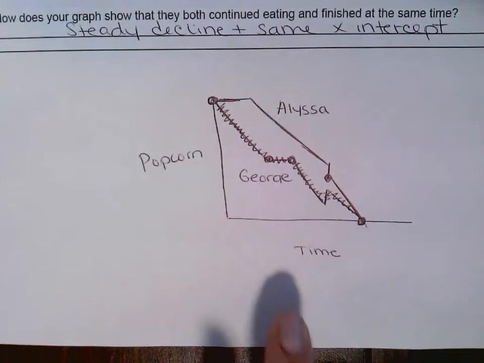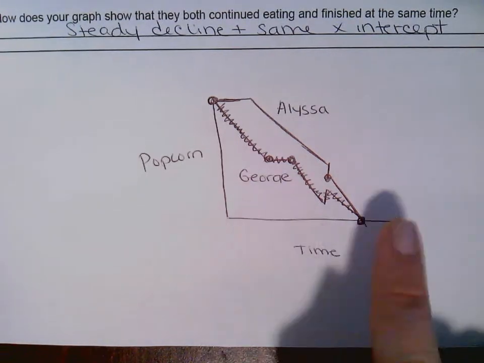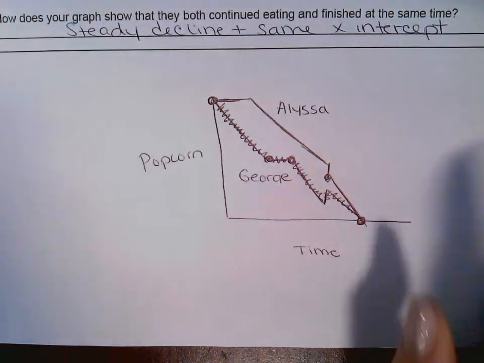This was my one that showed that. So they both had the same x-intercept. So they had 0 popcorn at the same time.